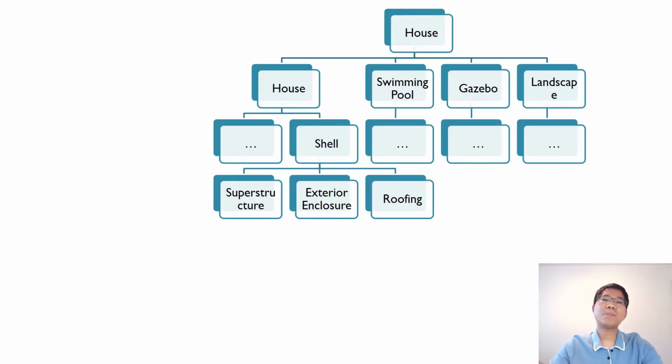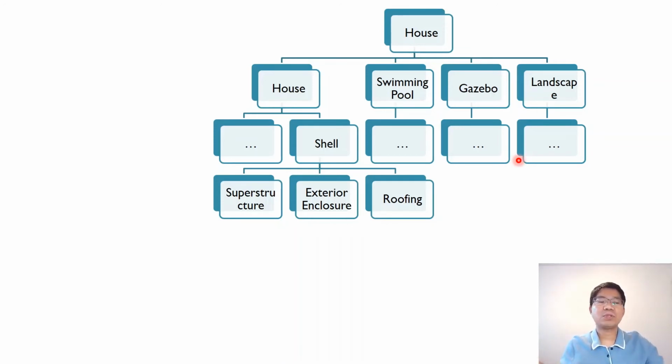So that is the work breakdown structure for that house. You have the major parts here: the main house itself, and then the swimming pool, gazebo, and landscape. And in the house you have multiple areas. Talk about the shell, the wall, etc. You have superstructure, exterior enclosure, the roofing. Then you can break it down into other work, and that is what is to be done.